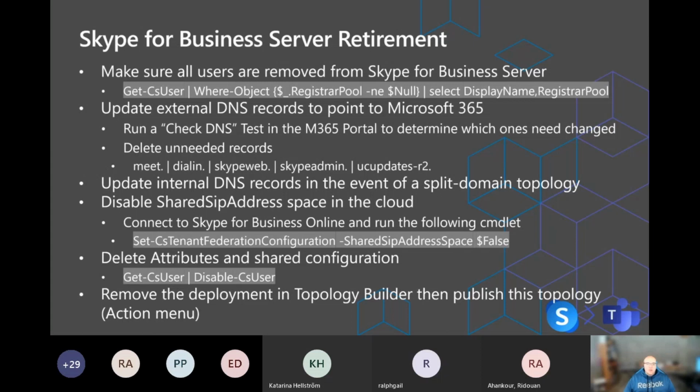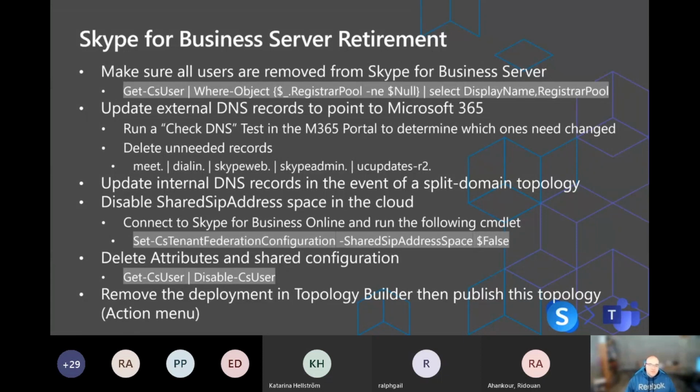Also, you want to disable the shared SIP address space in the cloud. So you're going to connect to Skype for Business Online again, and run Set-CsTenantFederationConfiguration and set the shared SIP address space to false. And then you're also going to want to delete the attributes in AD and fully disable those users on premises so that there is no reference to them now that DNS is pointing away.